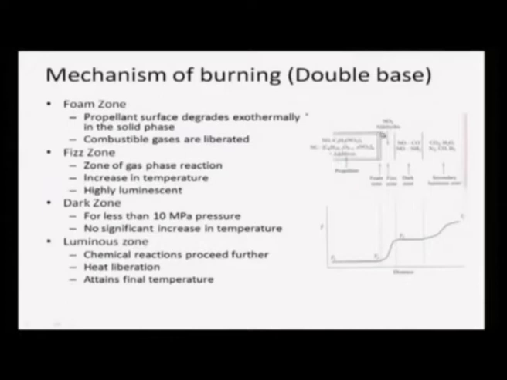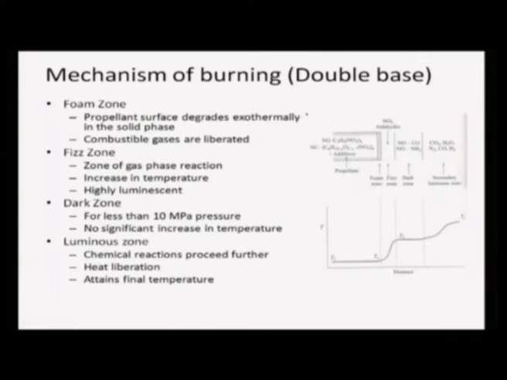First, let us start with a double base. So, here you can see a schematic of a double base propellant. So, it is nitrocellulose and nitroglycerin. NG stands for nitroglycerin, NC stands for nitrocellulose plus the additive. So, this is our double base propellant, which is fairly homogeneous.